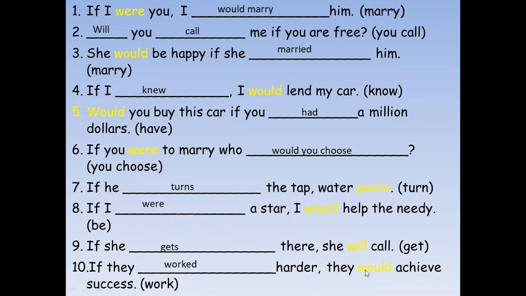Here we can see if clause type 2, if clause type 1, if clause type 2. This is if clause type 0. This is type 2, type 2, type 2, and type 2. And this is type 1. If you are free, then it is if clause type 1.